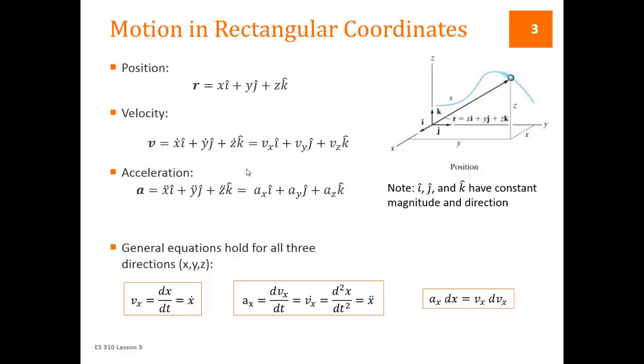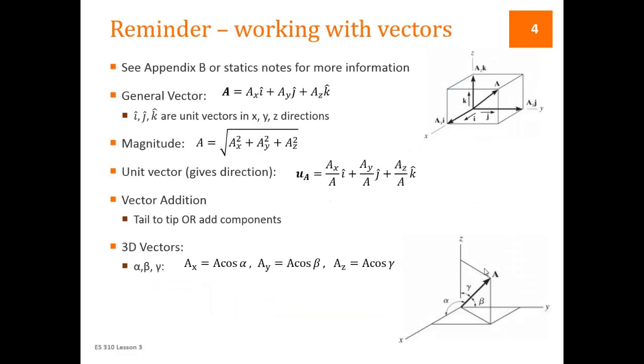Now if you think back to the general equations that we had last time, we had 3 of them. One was that the velocity is the time derivative of the position, the acceleration is the time derivative of the velocity, and then we had the combined version that was a dx equals v dv. Right? Those 3 equations are going to hold for all 3 directions, so we are up to 9 equations now. They're written here in terms of x, but you can write the same equations for y and z as well. So these are vectors. So let's take a look then at some quick reminders about vectors.